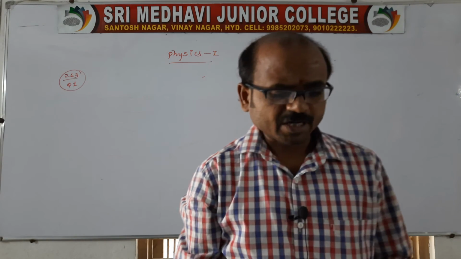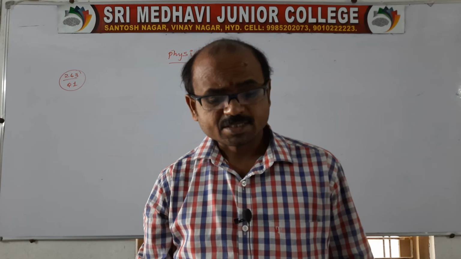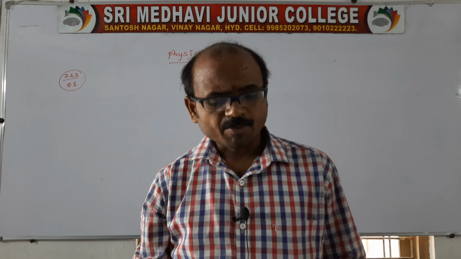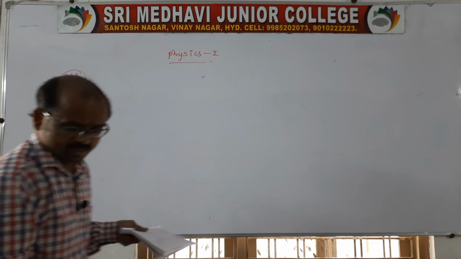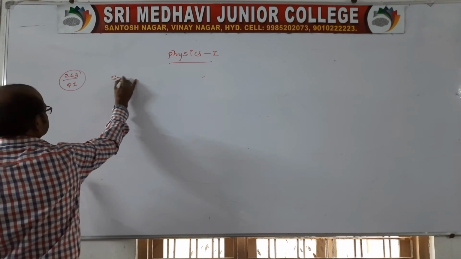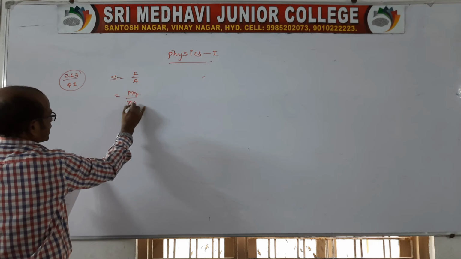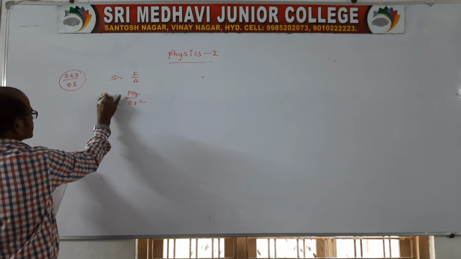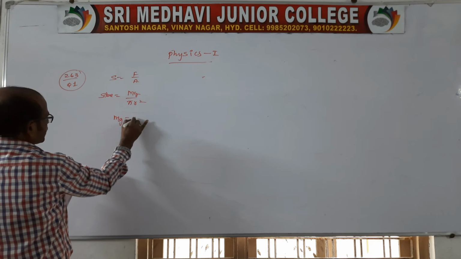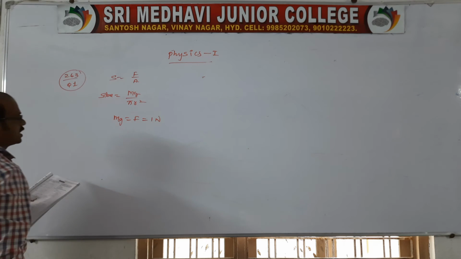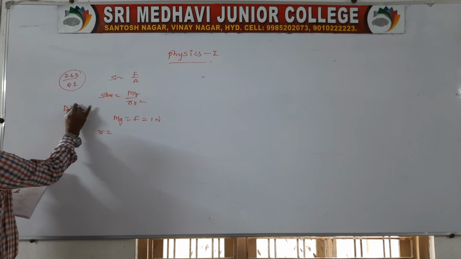A copper wire of 1 mm diameter is stretched by applying a force of 10 Newton. Find the stress of the wire. Stress is nothing but force by area, so mg by area, which is pi r square. The force applied, mg or F, is given, and the diameter is given as 1 mm.